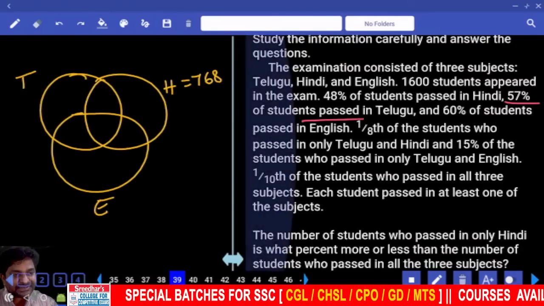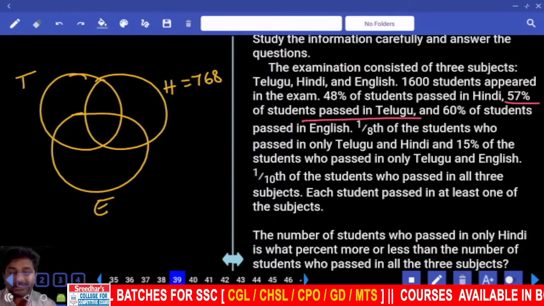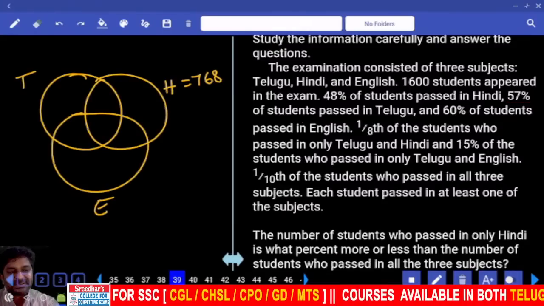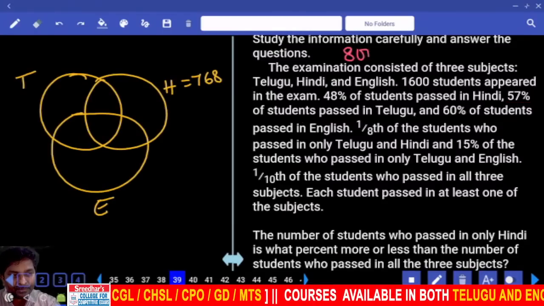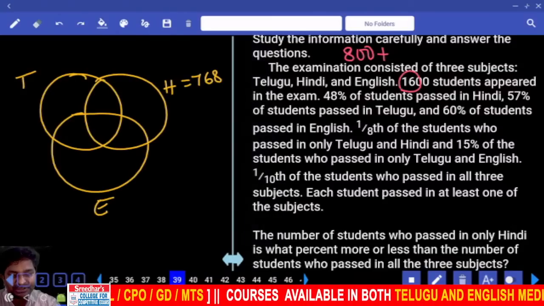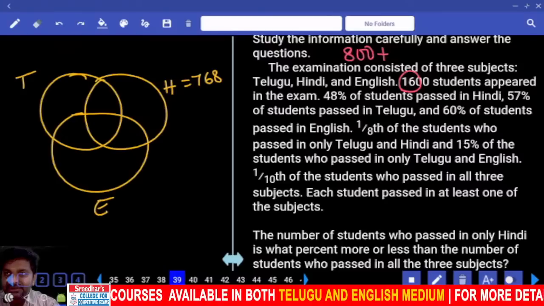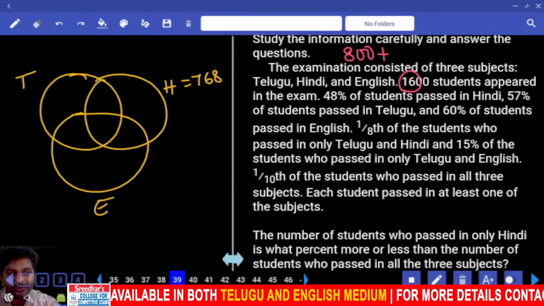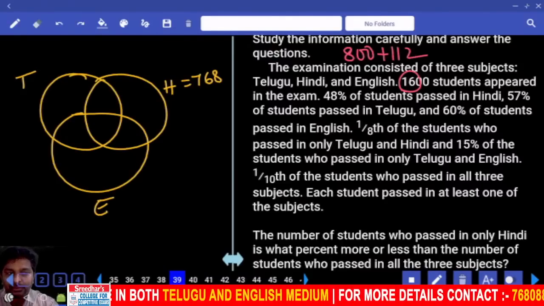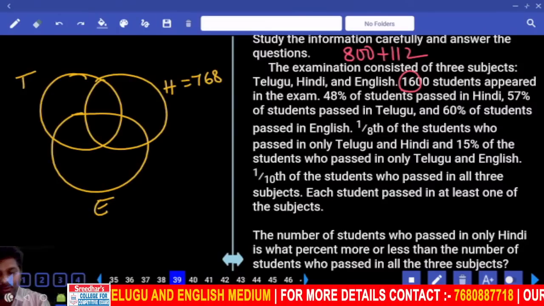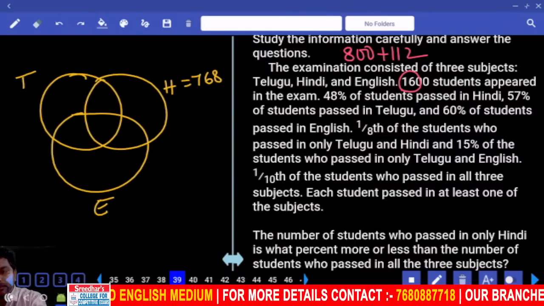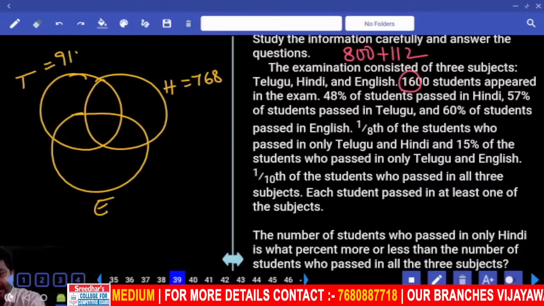57% of the students passed in Telugu. 50% plus 7%. 7 into 16, 7 times 10 is 70, 7 into 6 is 42. 70 plus 42 is 112. 912. Who are they? Telugu, 912.